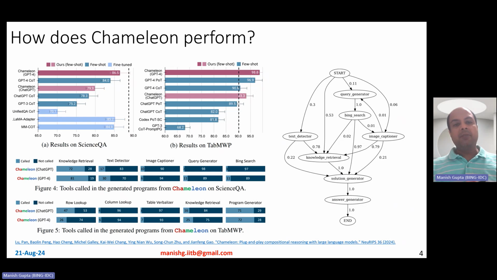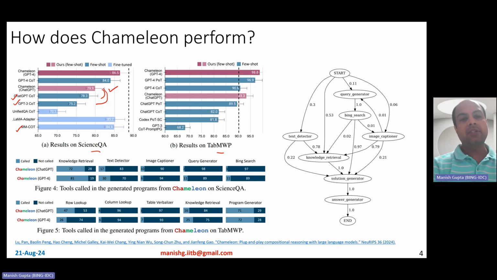So how does Chameleon perform? Well, they experiment on two different datasets, ScienceQA and TabMWP, which is more like table-based question answering. And what do you observe? They compare with several methods. Of course, they compare with baselines like multimodal chain of thought, GPT-3-based chain of thought, or ChatGPT-based chain of thought, and they observe that Chameleon with ChatGPT is better than just ChatGPT itself, and also better than chain of thought.